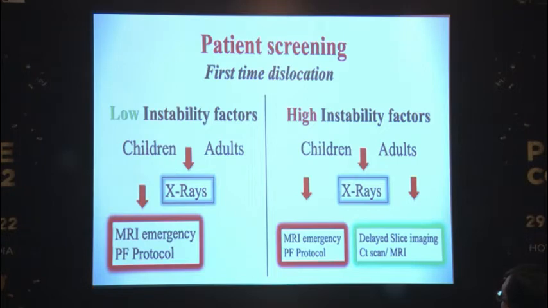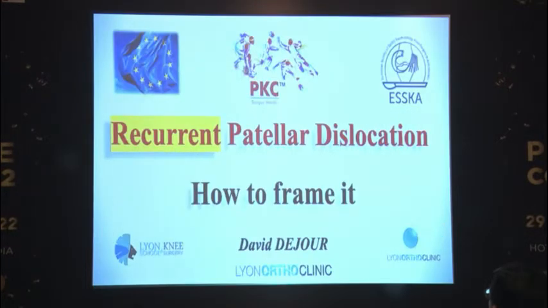If you have high instability factors, for sure, you need to have X-rays and MRI for children, and you need to have X-rays and delayed slice imaging, because your patient could have some recurrence in the future. So it's good to rate the instability factors with the slice imaging with MRI, measuring different things. Now we move to the recurrent patellar dislocation, how to frame it.